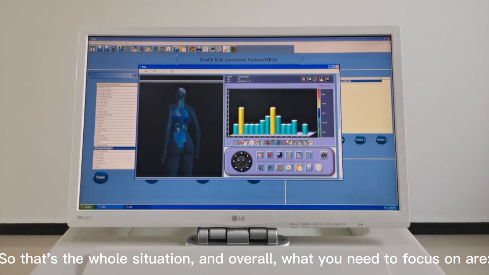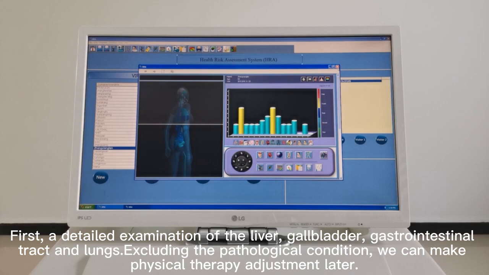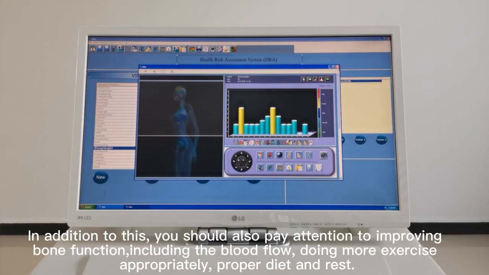So this is the whole situation. And what you need to focus on are, first, a detailed examination of the liver, cholecyst, gastrointestinal tract, and the lungs. Including the pathological condition, you can make physical therapy adjustments later. And please pay attention to your cardiovascular system and neurological system. In addition to this, you should also pay attention to improving the bone function, including the blood flow, doing more exercise appropriately, and proper diet and rest.